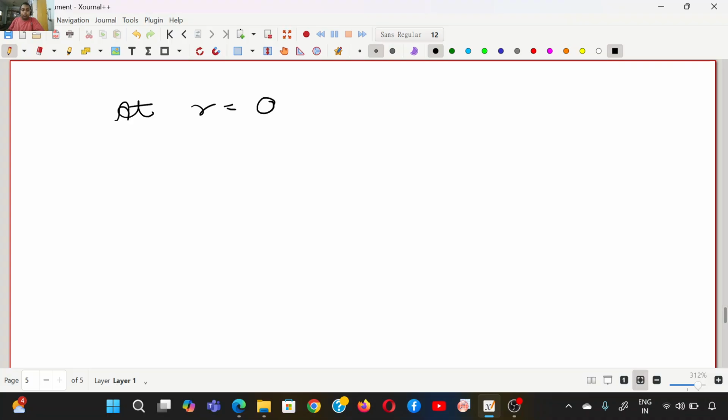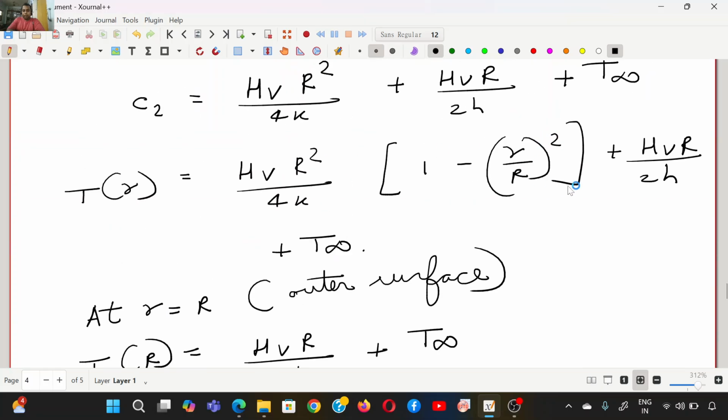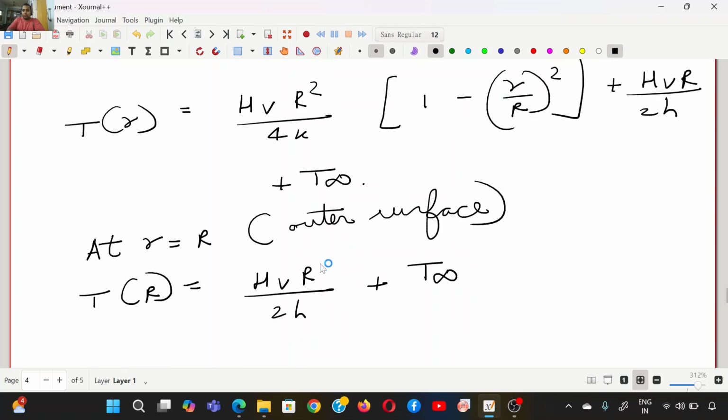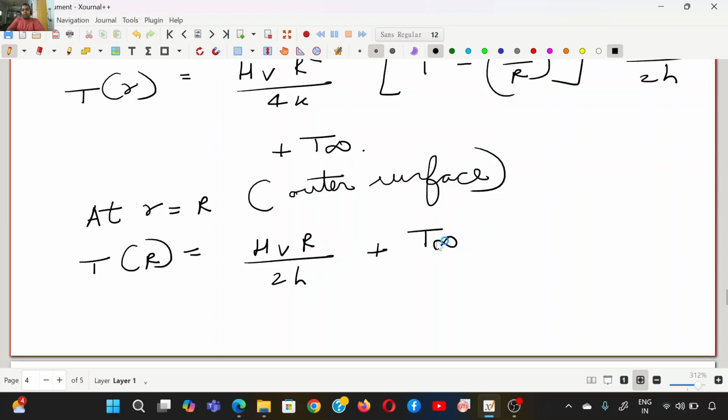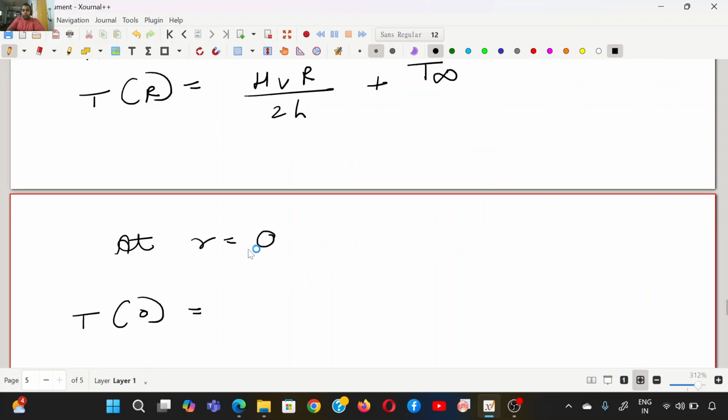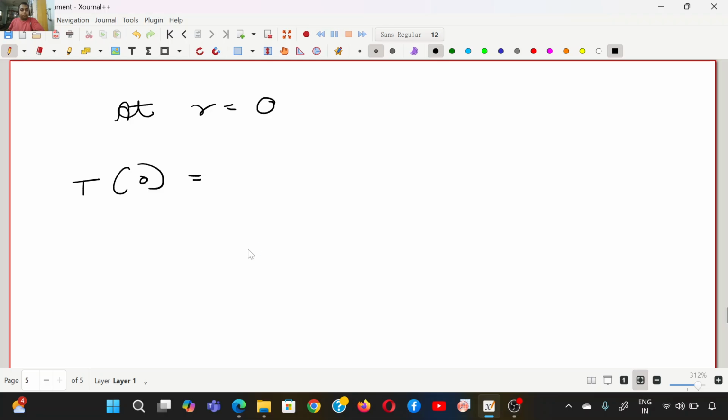Now at r is equal to 0, what will you get? T of 0 is equal to, now this will become 0, we'll have HV R square by 4k plus HV R by 2h plus T infinity. But HV R by 2h plus T infinity is already T at capital R. So this reduces to HV R square by 4k plus T of capital R.